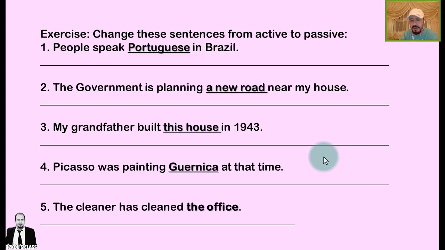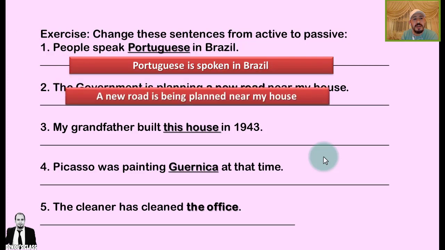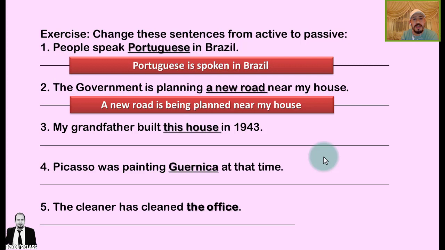We can check together, right? Or you can check yourself. So we have number one, Portuguese is spoken in Brazil, right? Arabic is spoken in Morocco, right? French is spoken in France. American English or English is spoken in the US, in Australia, in Great Britain. Number two, a new road. Okay, a new road. Here I gave you a hint. I underlined the object you are going to start with. A new road is being planned near my house.